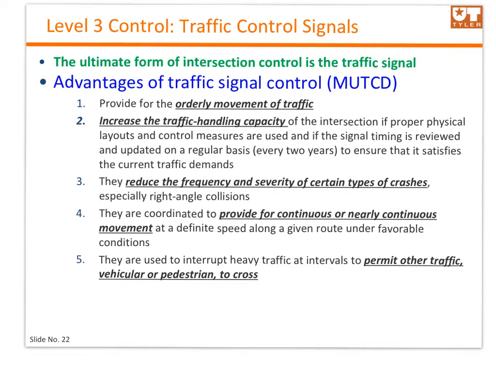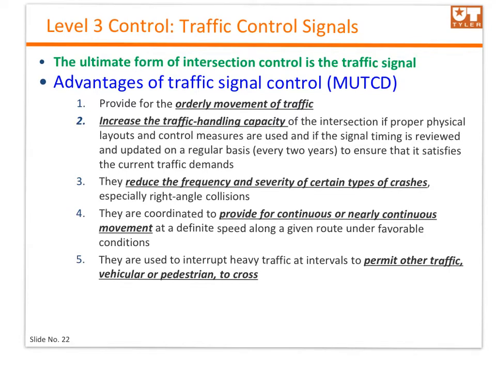in order to ensure that it really satisfies the current traffic demands. The third advantage of having a traffic signal is that they reduce the frequency and severity of certain types of crashes. Traffic signals, if they are designed well in the right location, tend to reduce the number of crashes, especially right angle collisions.